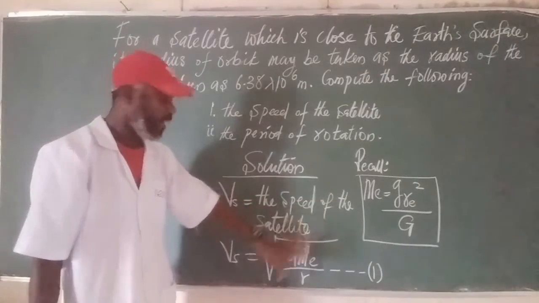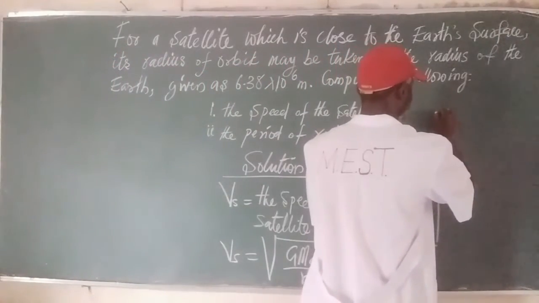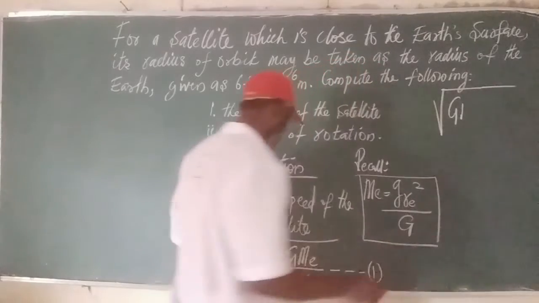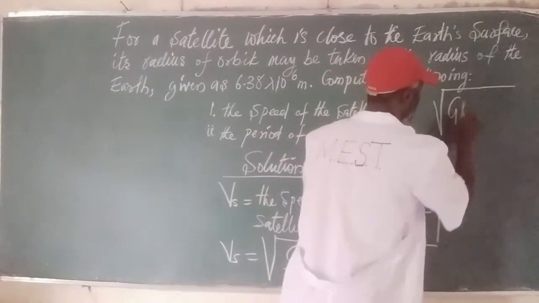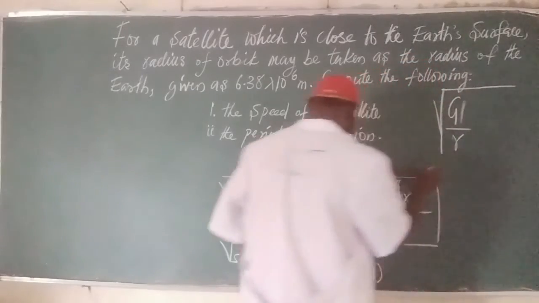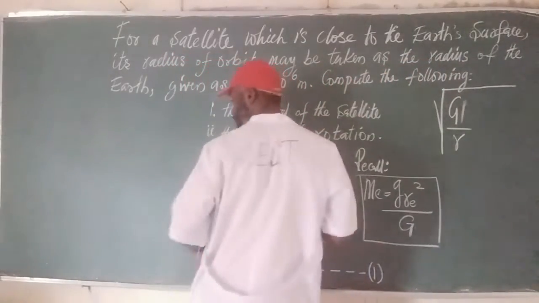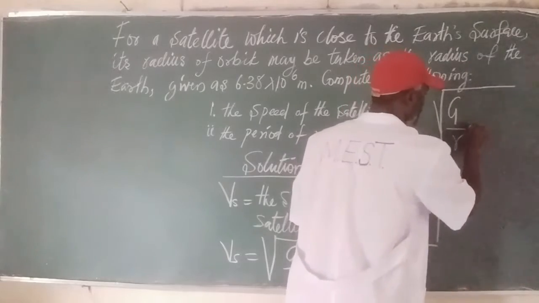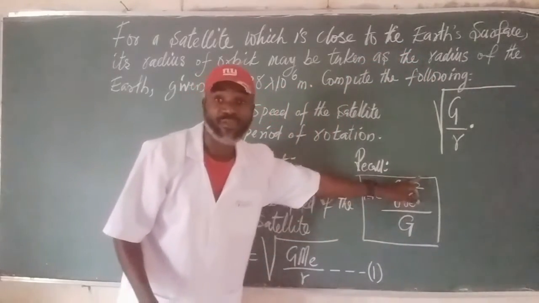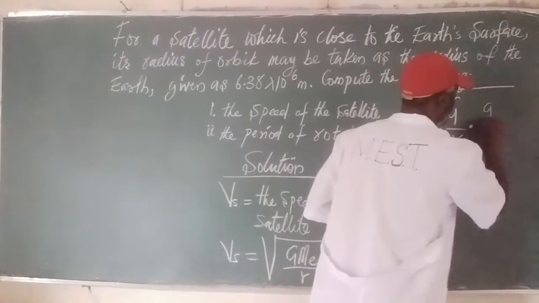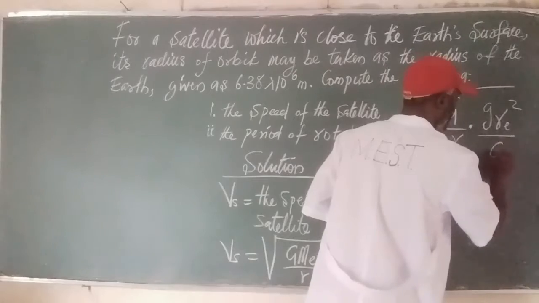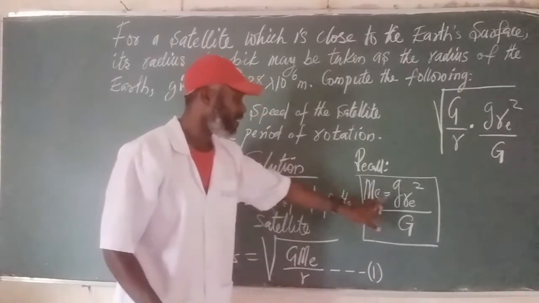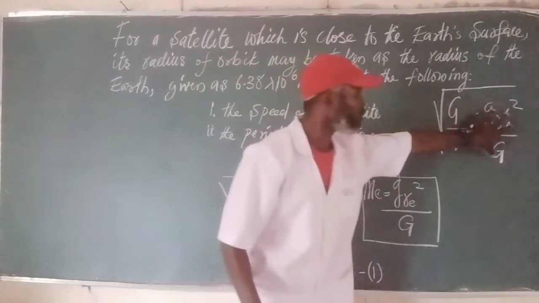So we substitute first. By the time we substitute, we have the square root of G times Me over R. For Me, what we need to do is substitute the value for Me, which is small g RE squared over capital G. So we have small g RE squared all over capital G. We have successfully substituted for the value of Me in this equation.